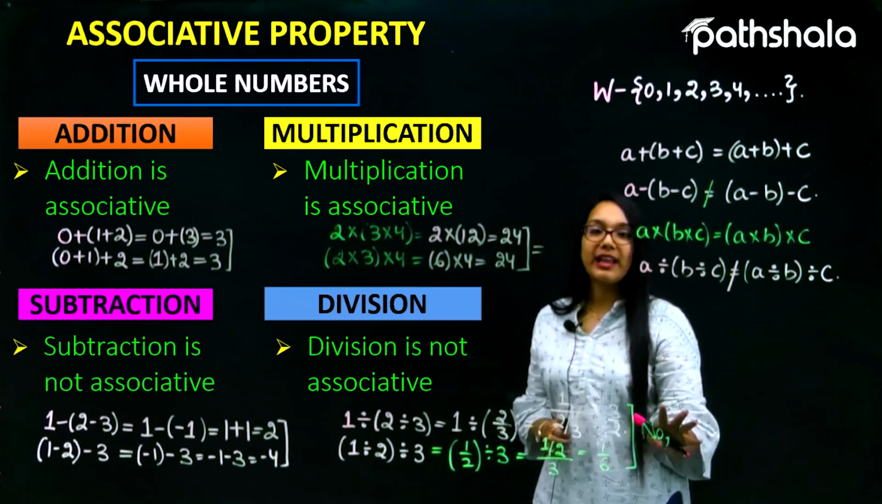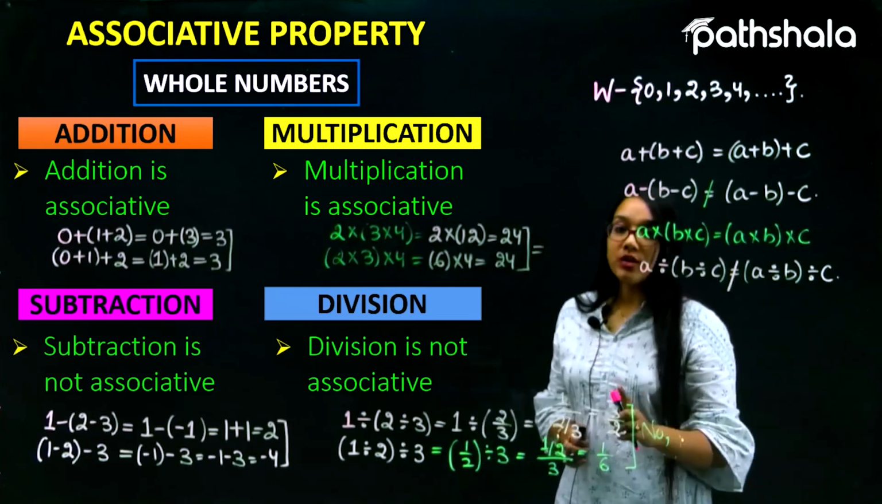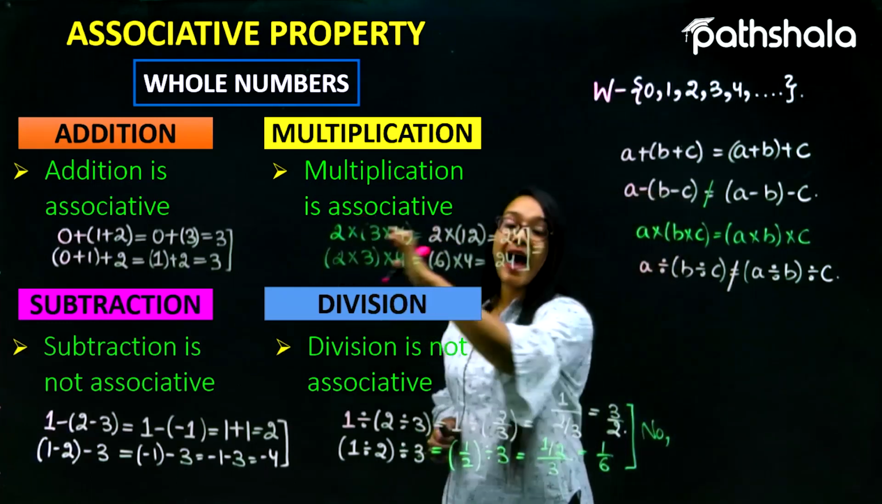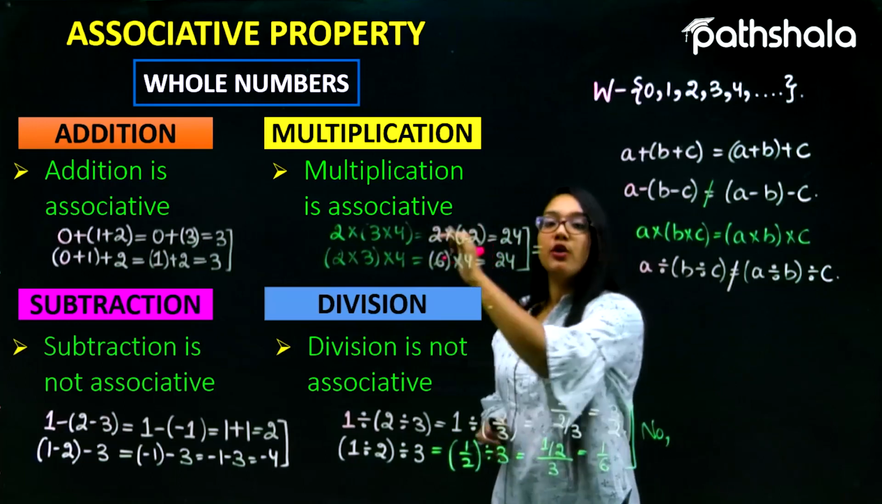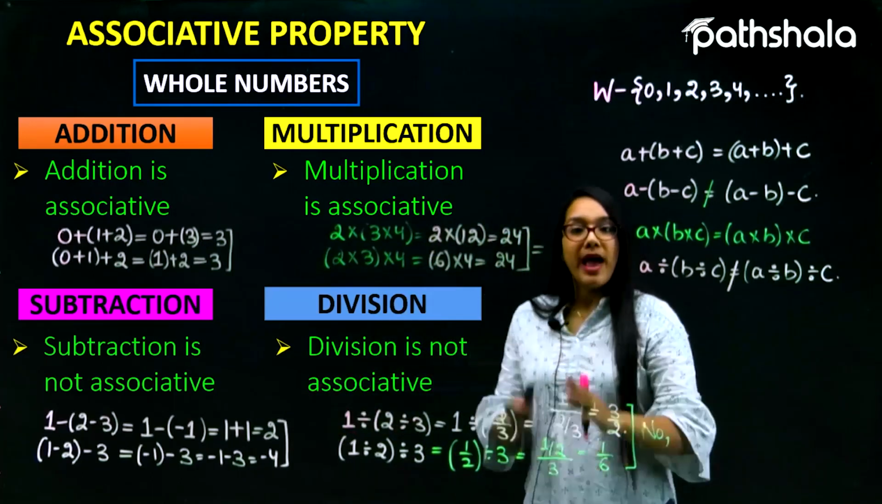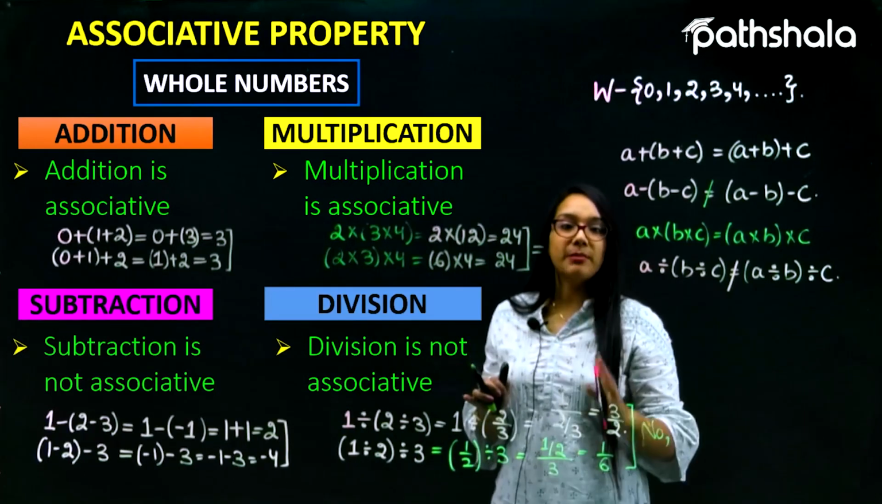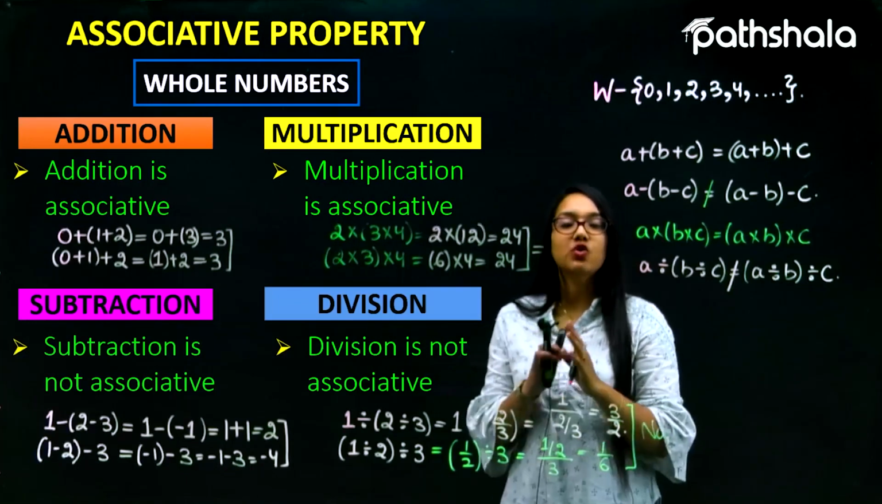So at the end we get that the associative property holds for addition and multiplication only, not for subtraction and not for division. I hope the associative property for whole numbers, for addition, multiplication, subtraction and division, is all clear to you.